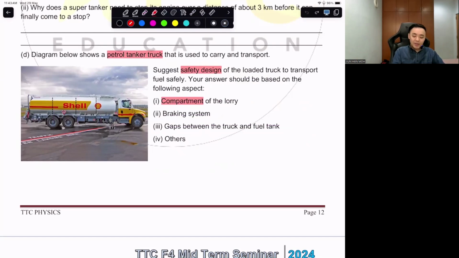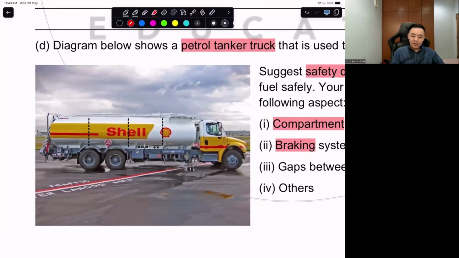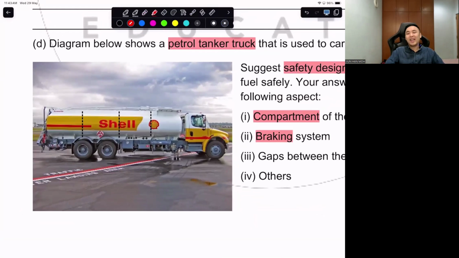Now next, what about the braking systems? Actually, same one. We studied this before, right? Remember we talked about the safety features for a car before that? So what kind of braking system do we use? Yep, the answer is, we mentioned that before, right? What's that? ABS, correct, ABS.